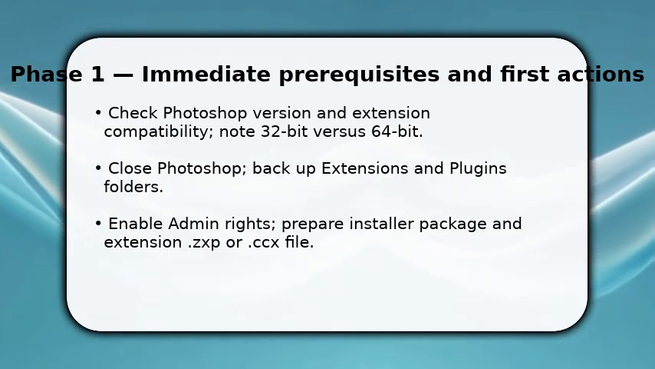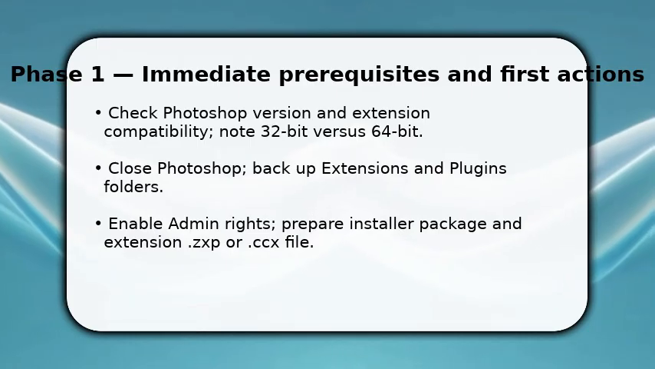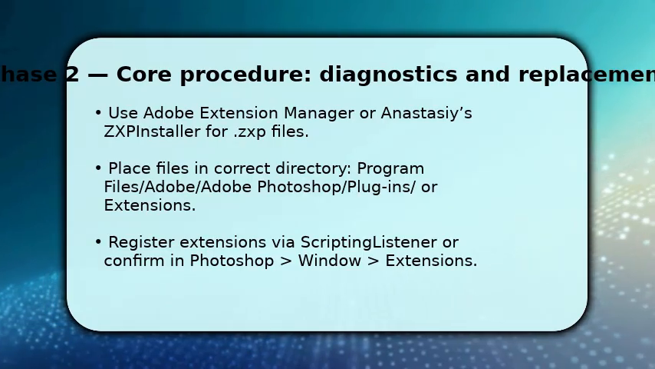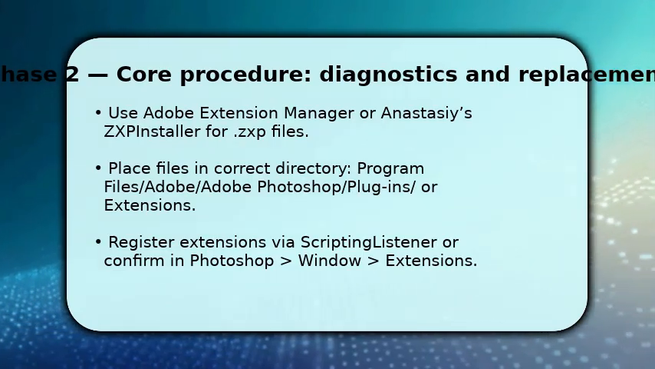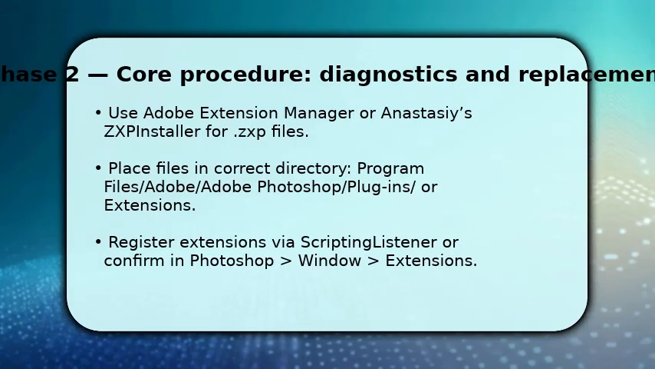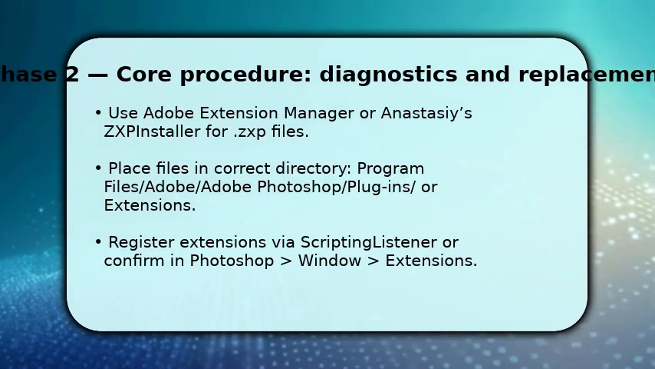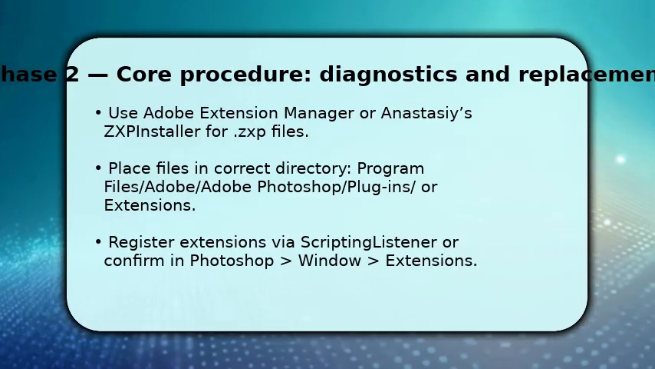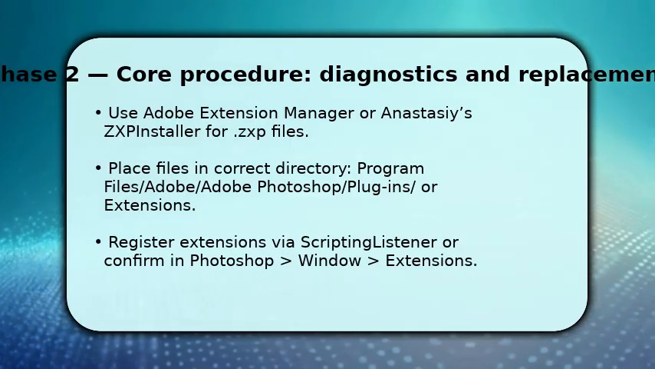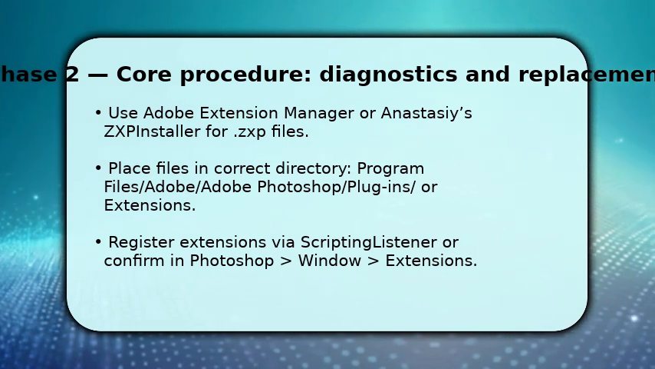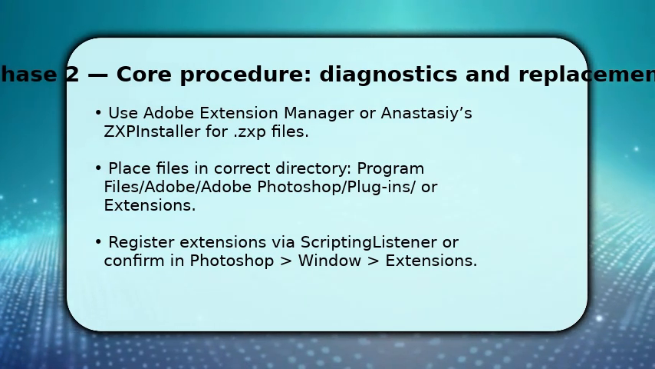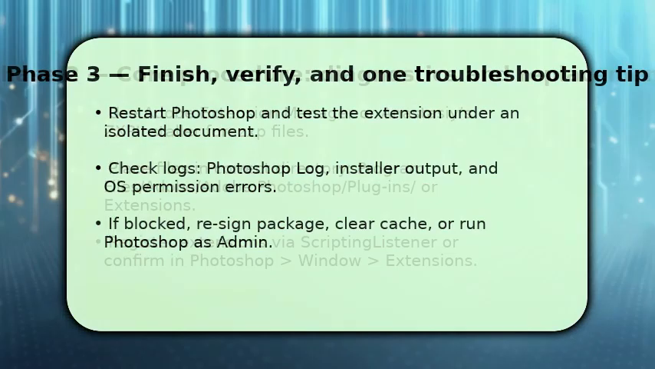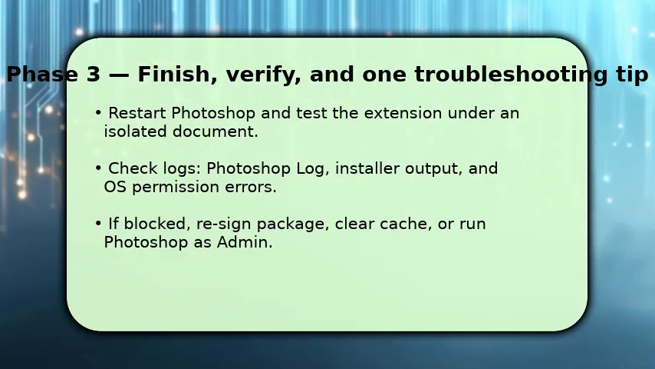Now you install and register the extension step by step. First, choose the right installer: Adobe Extension Manager for old builds or Anastasis ZXB installer for modern ZXB packages. This matters because unsigned installers can fail. Next, place files in the precise folder, Photoshop plugins or extensions under Program Files, because Photoshop loads those paths at startup. Then register the extension or enable it via Window Extensions, and use the scripting listener to verify that Photoshop recognizes it. Finish by restarting Photoshop and testing the extension with a simple, isolated document. This confirms functional load and avoids project-specific conflicts.